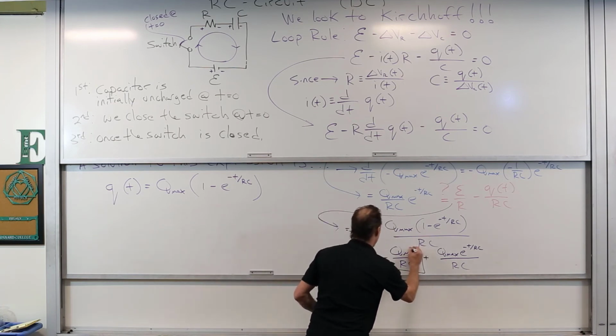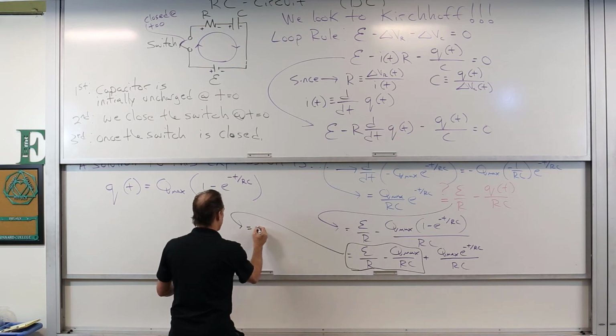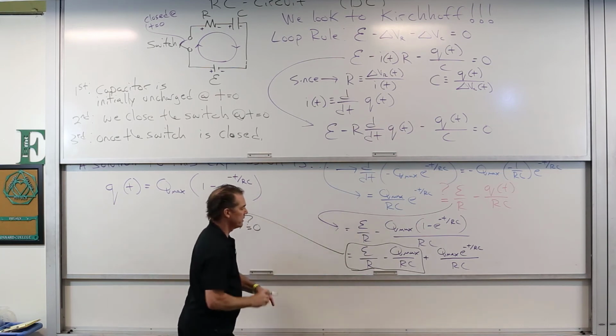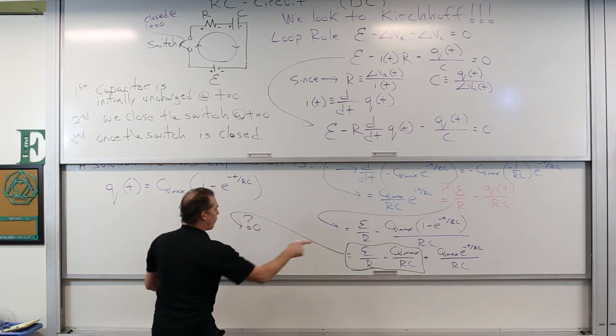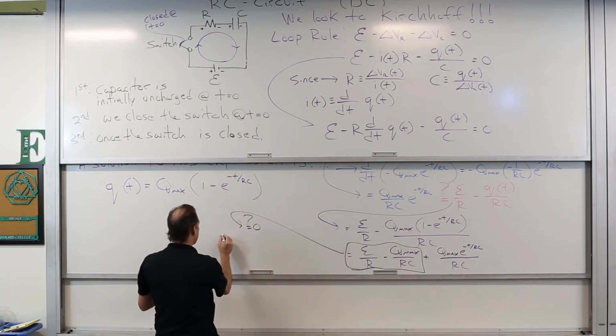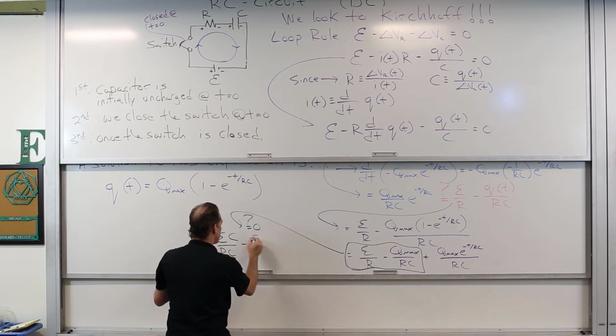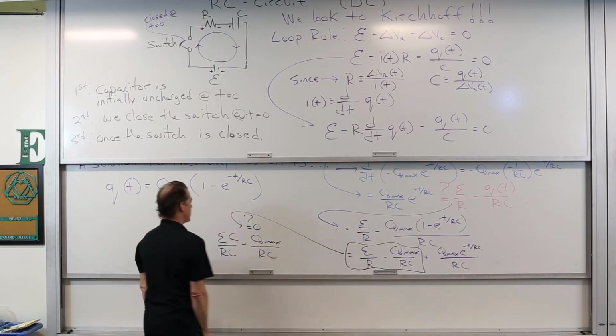Focus on this. Does it equal 0? If it does, then we're left again with the two same terms, so we can rewrite this. I'm going to multiply this by C over C and rewrite this as EC over RC minus Q max over RC.